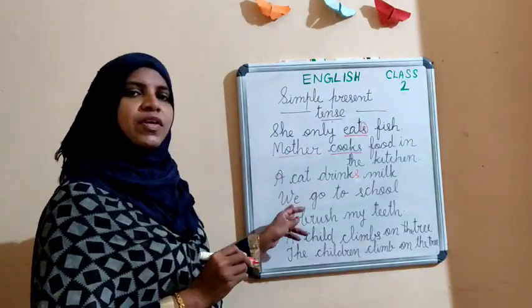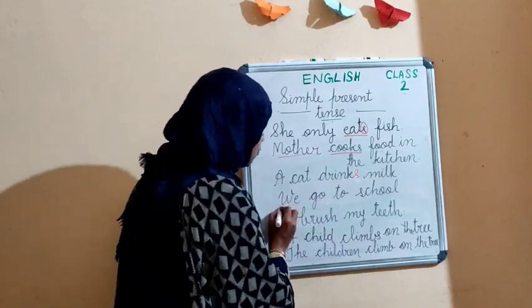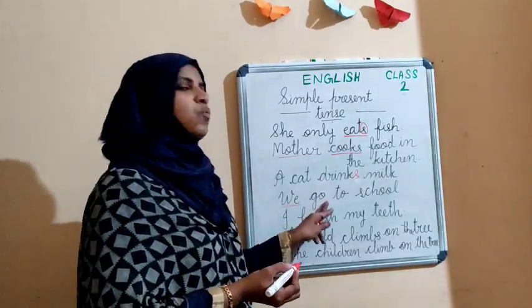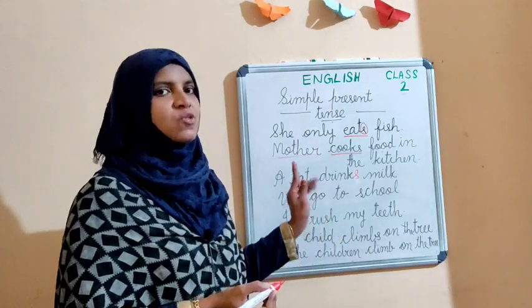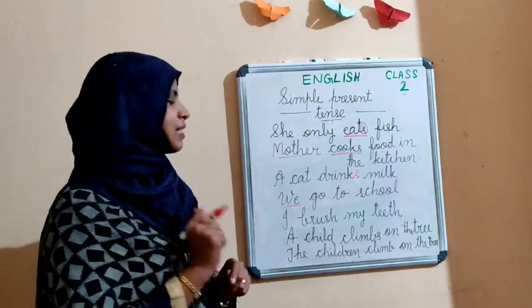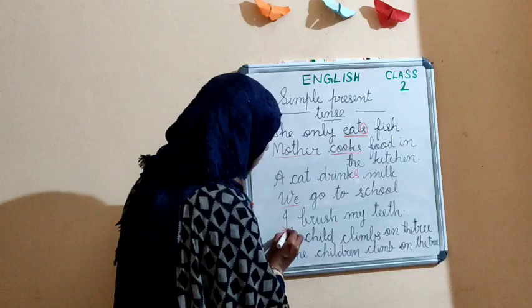Okay. Why did we not use S here? Because the subject is plural, more than one. So we should not add S with the verb, only with singular subjects in simple present tense. Okay, we go to school. Now, come to the next sentence.